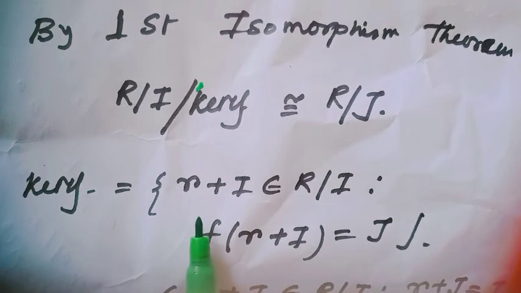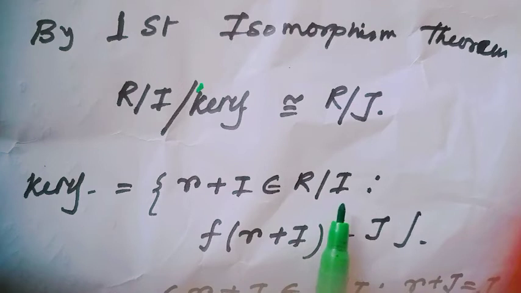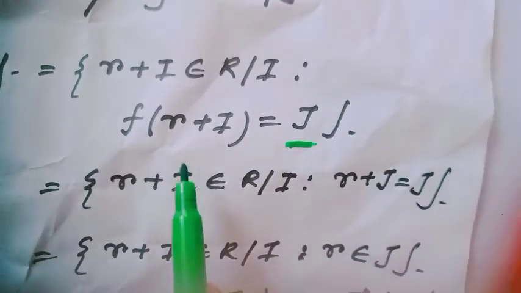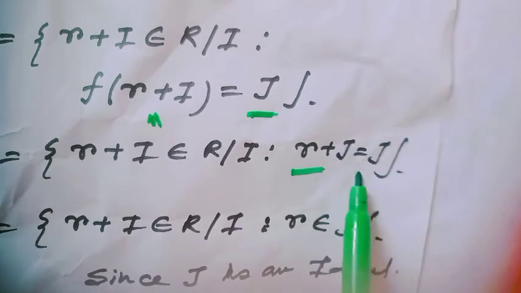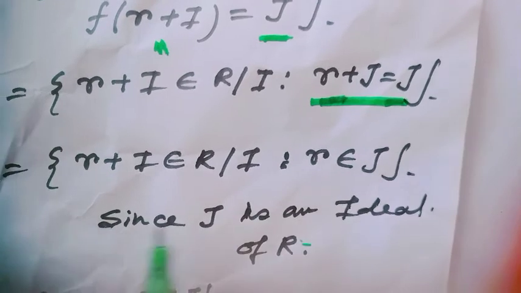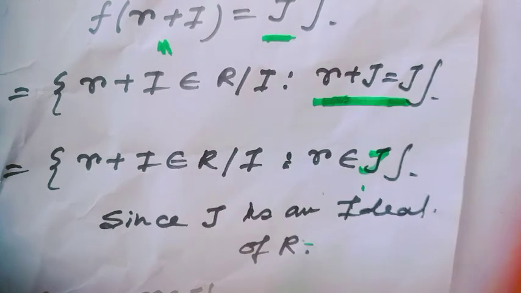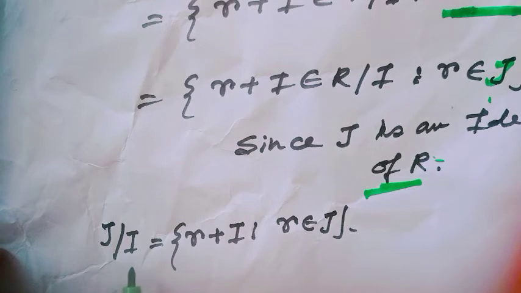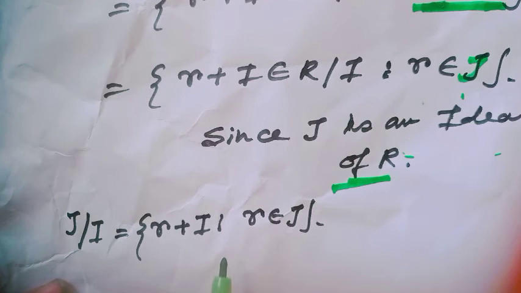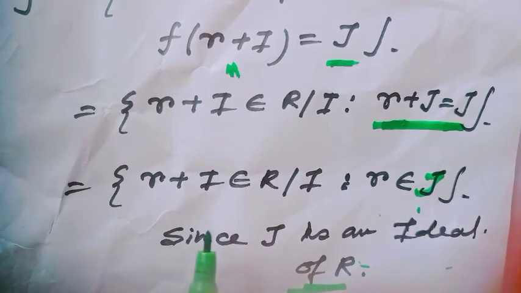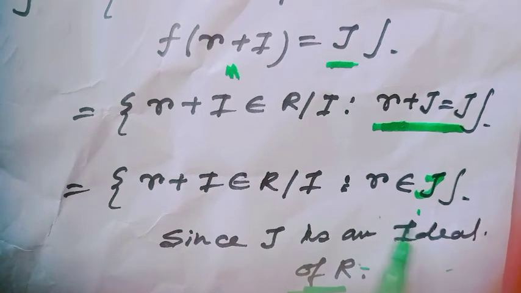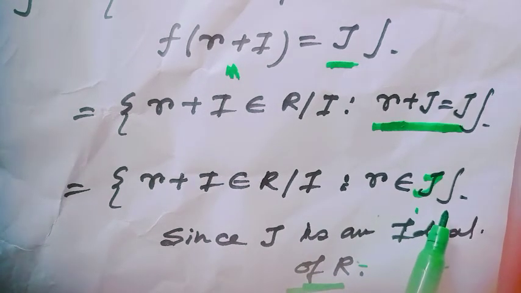Now we have to find the kernel of f. Kernel of f equals the set of such r + I belonging to R modulo I such that f of r + I equals J. And f of r + I means r + J equals J. That implies from this line we can tell r belongs to the ideal J. J is an ideal of the ring R, and notice the element of the kernel looks like r + I such that r belongs to J. This is the set of those elements r + I belonging to R modulo I such that r belongs to the ideal J.